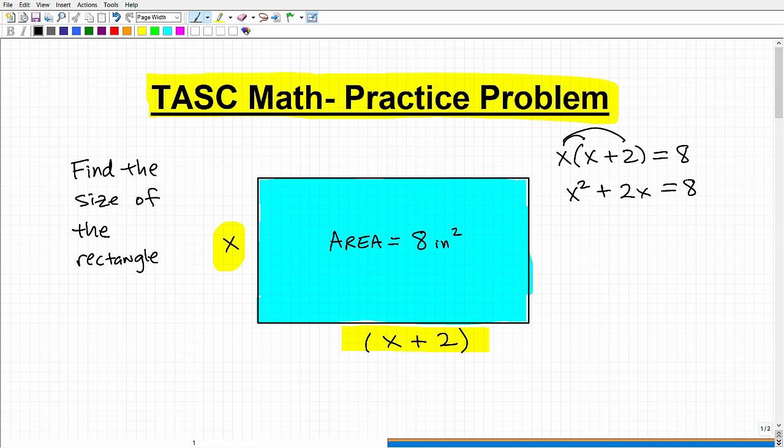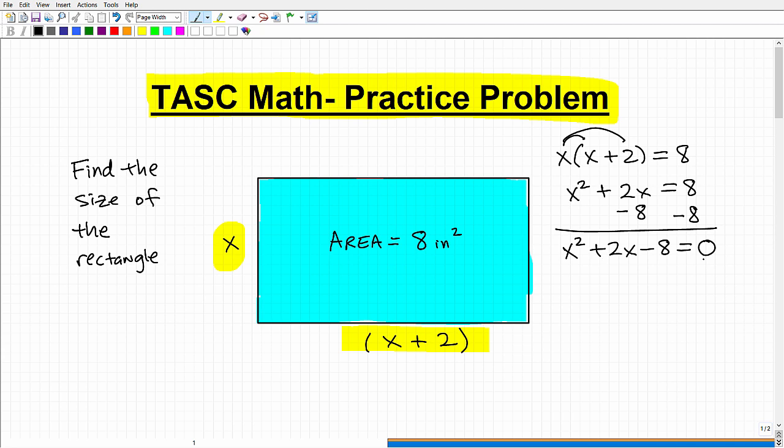Now this happens to be what we call a quadratic equation because the highest power of x is 2. The way we solve these types of equations is we want to move everything to one side of the equation and set it equal to 0. So I'm going to move this 8 over to the left-hand side of the equation. I'm going to subtract 8 from both sides of the equation, and I'm going to get x squared plus 2x minus 8 is equal to 0. Okay? So now we have a quadratic equation written in standard form.